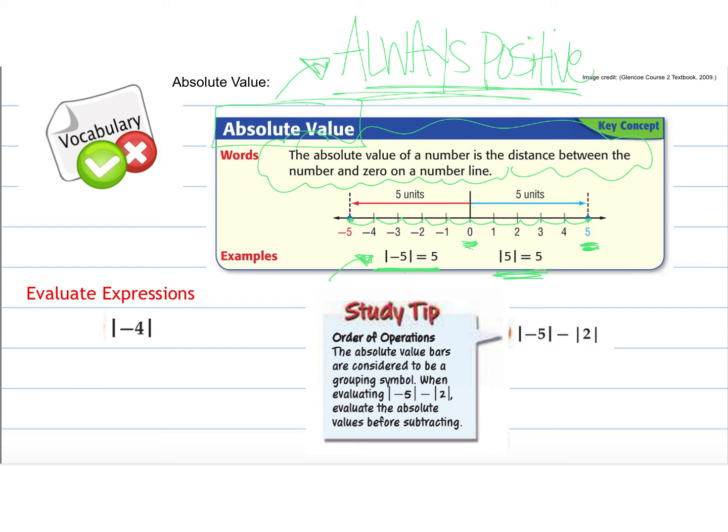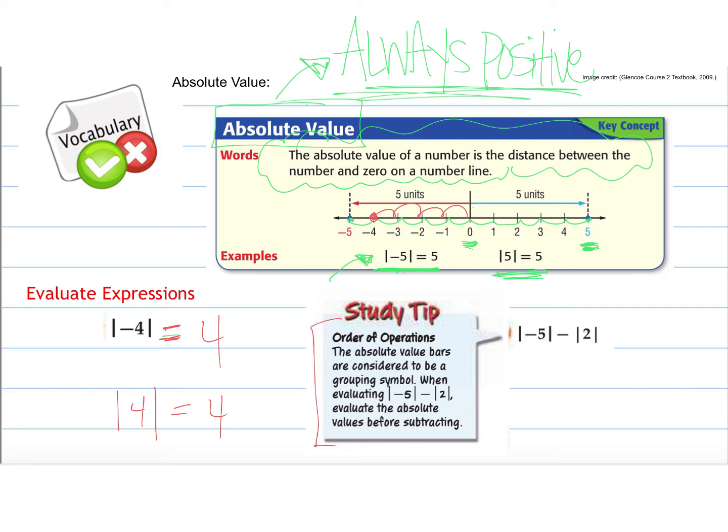Always positive. So the absolute value can be, as you can see, of -5 and 5 are both 5 because they're each 5 spots away. The absolute value of -4, if I'm at 4, I can see that it's 1, 2, 3, 4 spots away. It's basically just taking the number and making it positive. And again, the absolute value of +4 would still be 4.